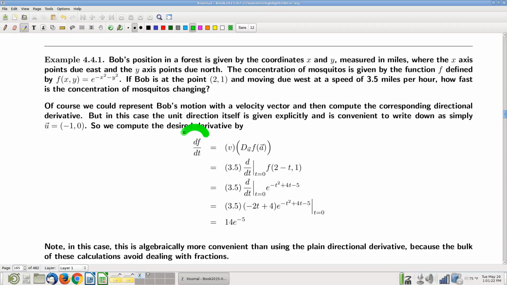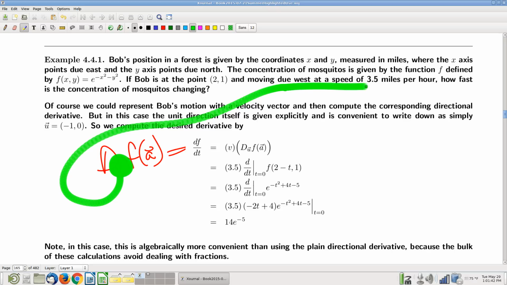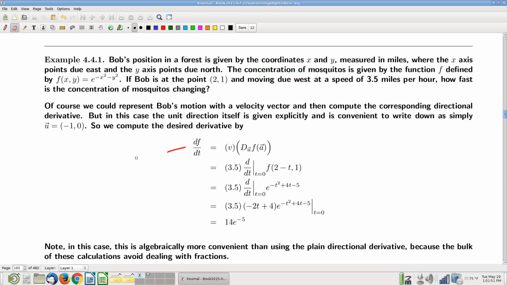Okay, so we want to know df dt. We could compute the directional derivative, right? The directional derivative is what we're interested in. Let's see here. Well, let me write this down first. Where this v is the given velocity. That's what we want to know. You'll notice that instead I'm doing the calculation from a unit directional derivative point of view, so I'm factoring out the speed, and I'm going to use just a unit vector pointing in the given direction, do the calculation that way. Let's see how this plays out.